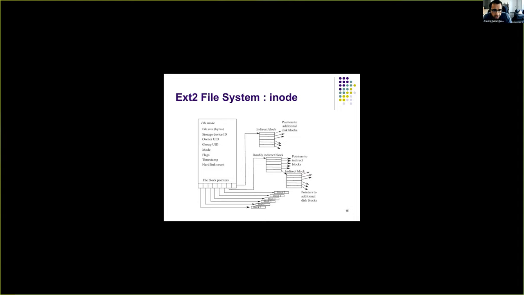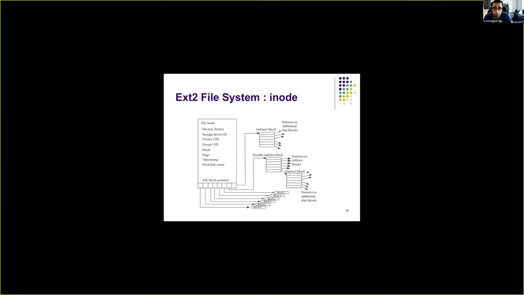Here we contain a lot of data that corresponds to the file metadata, like file size, owner, group, permissions, timestamps, and so on and so forth. We also contain file block pointers. These are the pointers to the disk blocks that belong to the file.